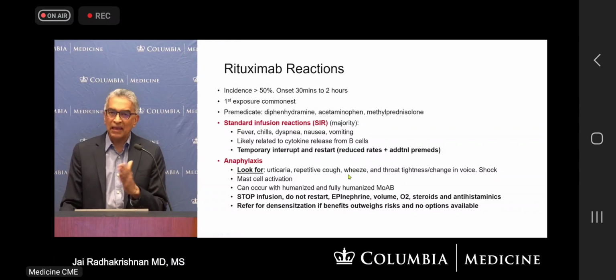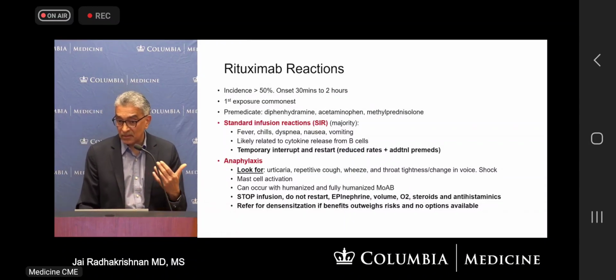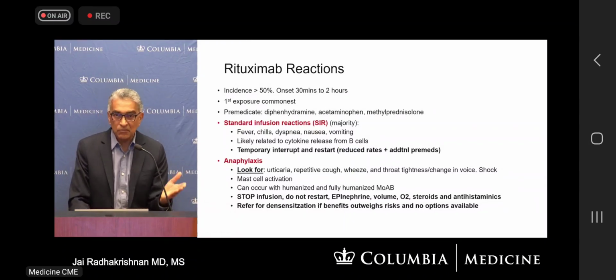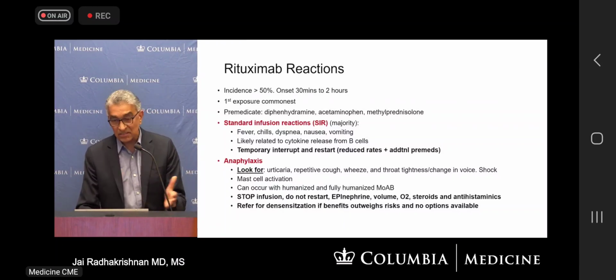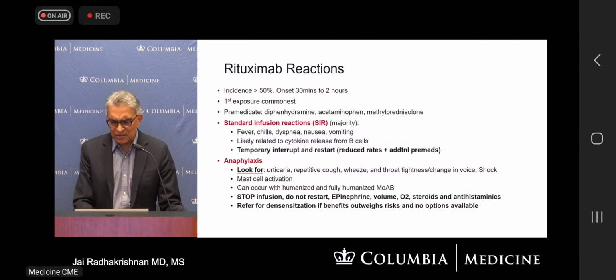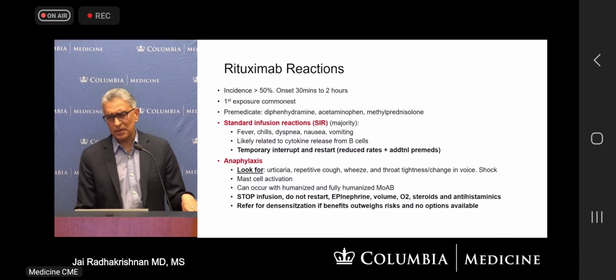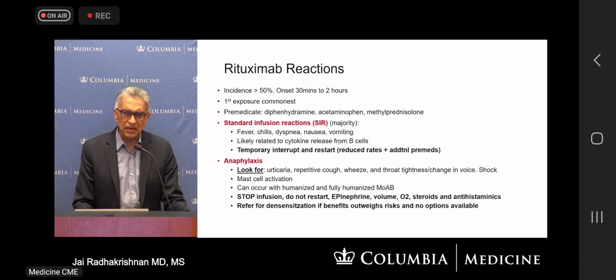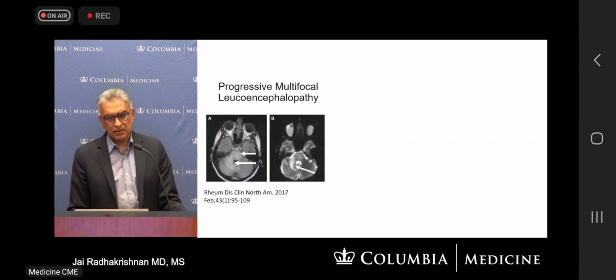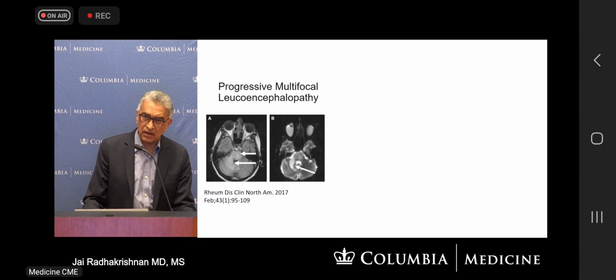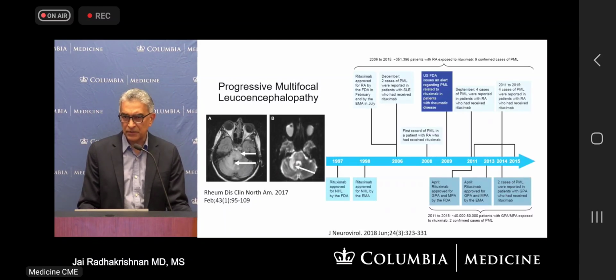And luckily, we have alternative B-cell therapies that we can move these patients into if you think that these patients are doing very well on a B-cell therapy. But generally, we do not refer these patients for desensitization because it's complicated and the risk of these reactions does not go away completely. PML, a feared and fatal complication of immunosuppression.